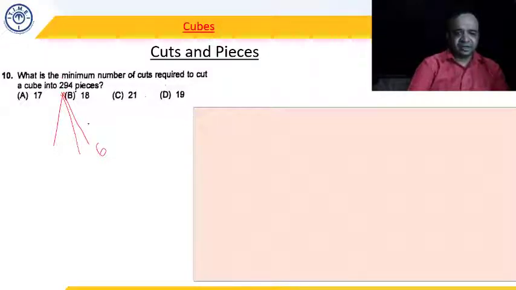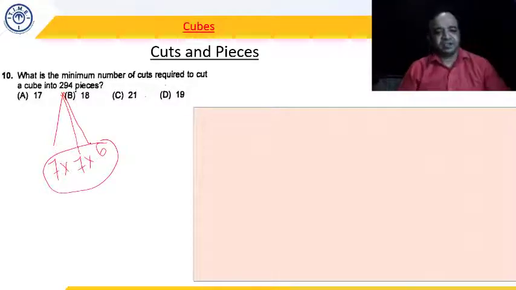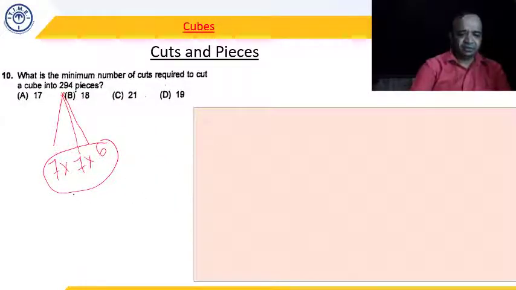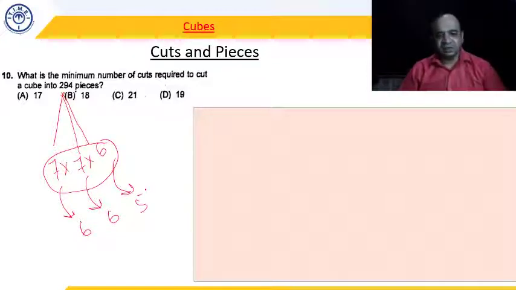So to minimize the number of cuts, the distribution of the pieces should be as close as possible, and that's why this is the way of factorization. I hope this is clear. So when we factorize 294, we get 7, 7, 6 as close as possible. And for minimizing the number of cuts, we have to distribute this in the way of 7, 7, 6. Now corresponding cuts: 7 minus 1 is 6, 7 minus 1 is 6, 6 minus 1 is 5. I hope this is clear.